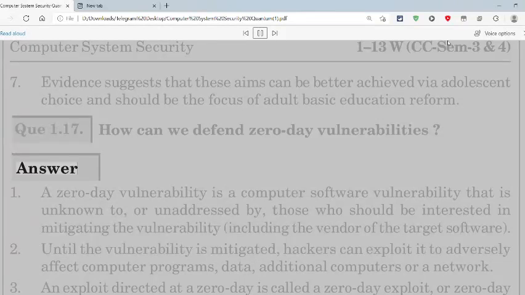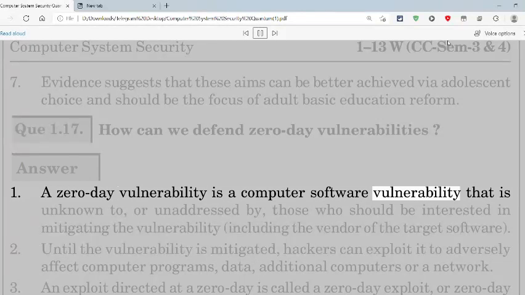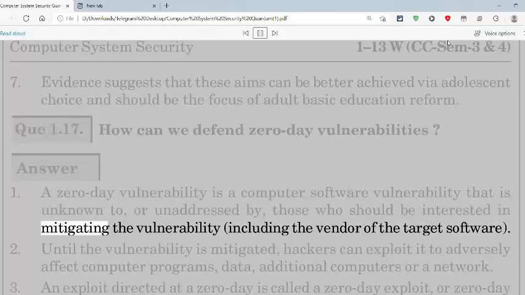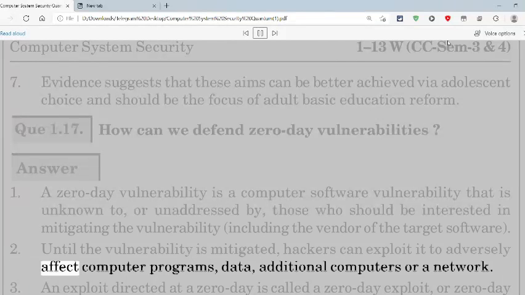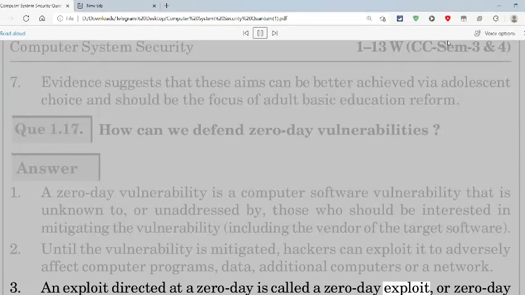Answer. 1. A zero-day vulnerability is a computer software vulnerability that is unknown to or unaddressed by those who should be interested in mitigating the vulnerability, including the vendor of the target software. 2. Until the vulnerability is mitigated, hackers can exploit it to adversely affect computer programs, data, additional computers, or a network. 3. An exploit directed at a zero-day is called a zero-day exploit or zero-day attack.